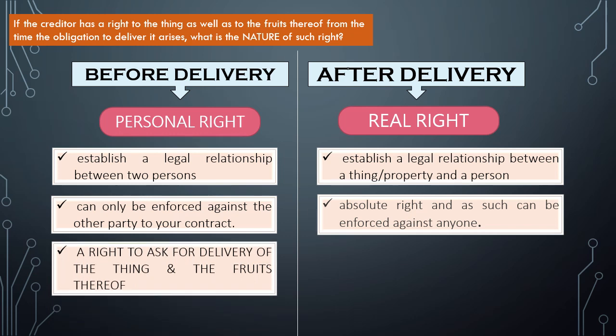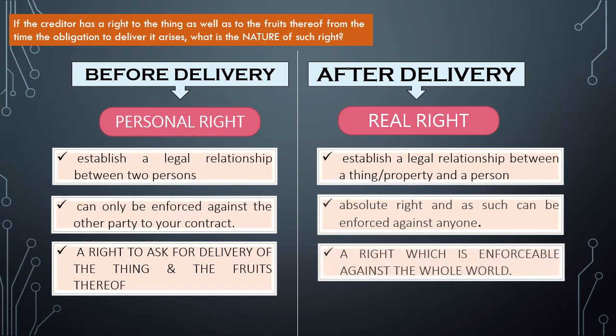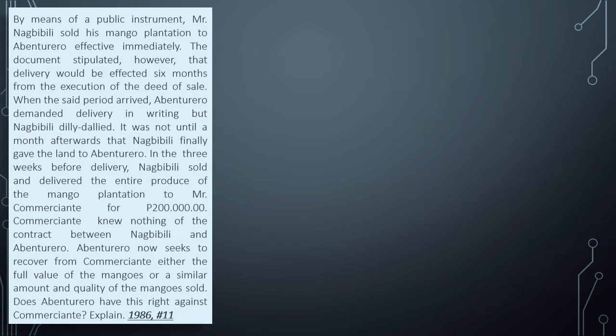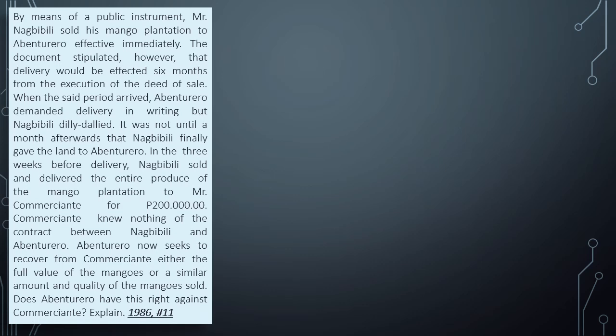So this is the reason why, if it is a personal right, the creditor's right is only to ask the debtor for the delivery of the thing and the fruits thereof. Whereas after delivery, the creditor now has a right over the thing, and that right can be enforced against anyone, against the whole world. So for application, let's take a look at this 1986 bar question.